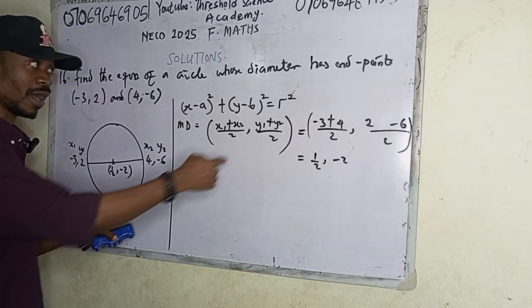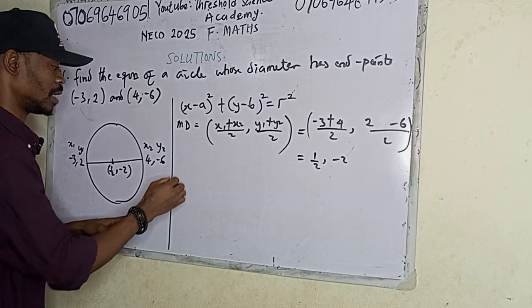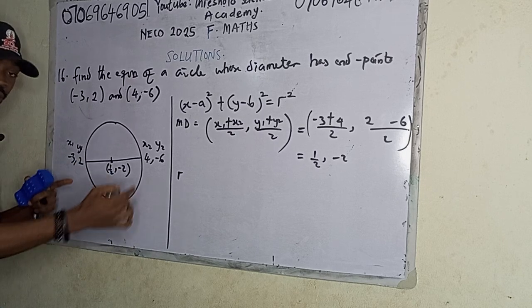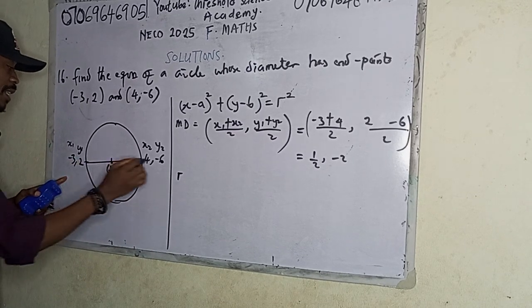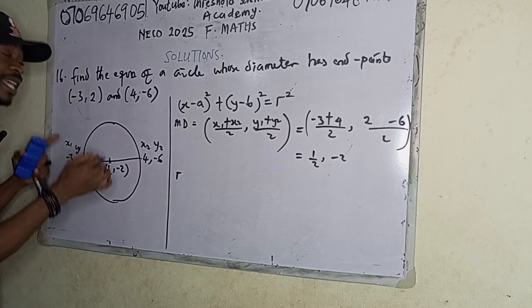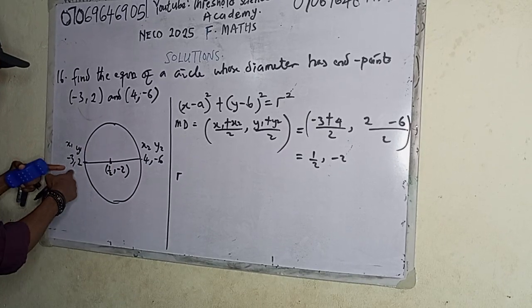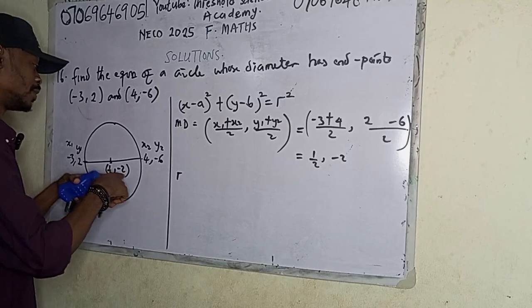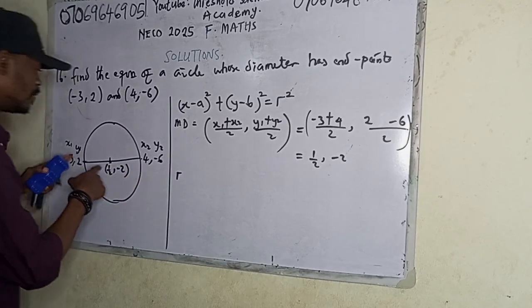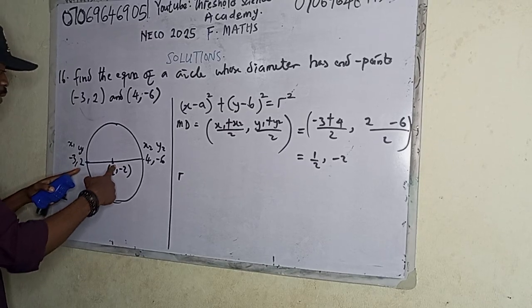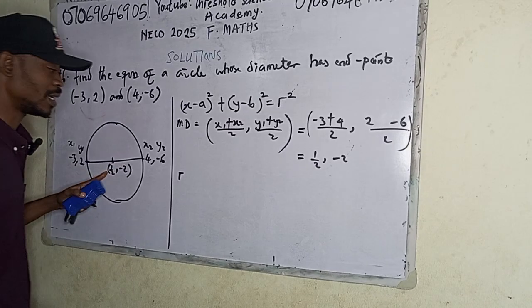We need to find our r. R, as you can see, is the radius of a circle, and if this is the diameter, from here to here is the radius, or from here to here is the radius, which means the endpoints of the radius are either -3, 2 and half, minus half, or half, minus half and 4, minus 6. So any of these two you can use. I want to use the first one, -3 and 2, and then half and minus half.